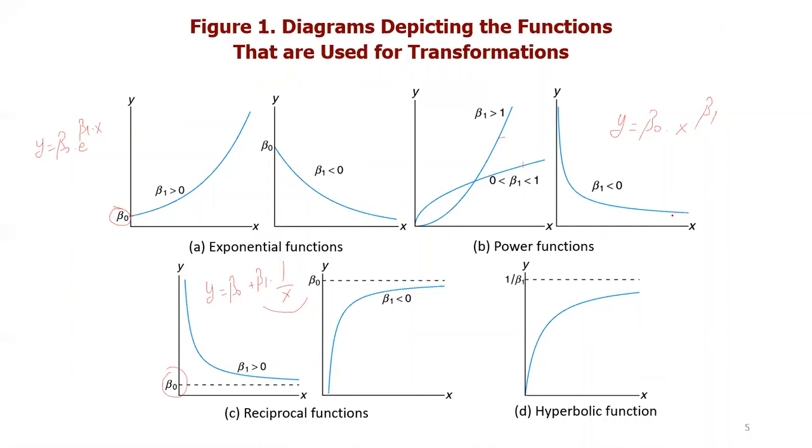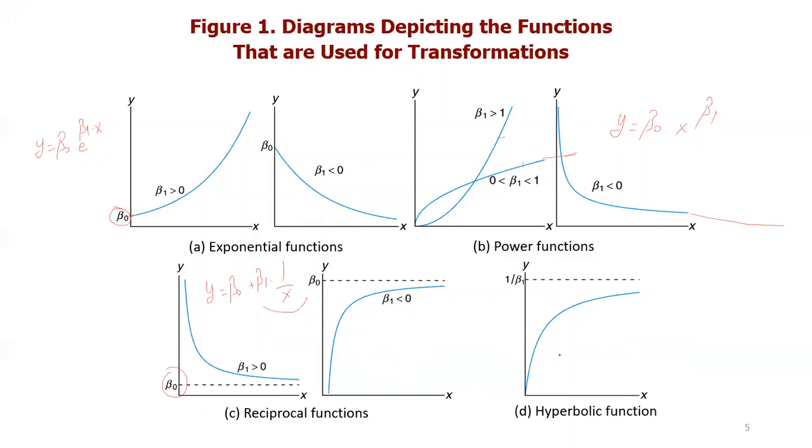So here the asymptote is what? It just goes to 0, okay? So this thing just goes to 0 there, right? And here again, if beta 1 is negative, then as x goes to infinity, the asymptote is now beta 1. So it just goes to beta 1. But here, as you see, it just goes to infinity, right?